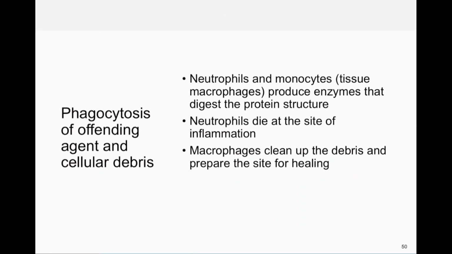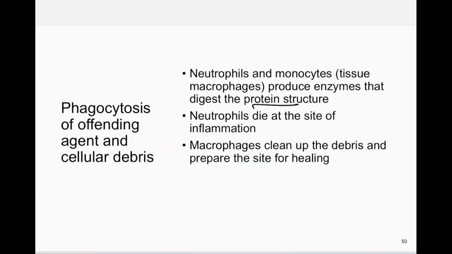Finally, last phase: neutrophils and monocytes produce enzymes that digest the protein structure. Neutrophils are going to die at the site of inflammation. That's why you get pus forming in an area, because all these white blood cells, the neutrophils, have died. That causes the pus. And then finally, the macrophages will come in and clean up all the debris and prepare the site for healing. Okay?